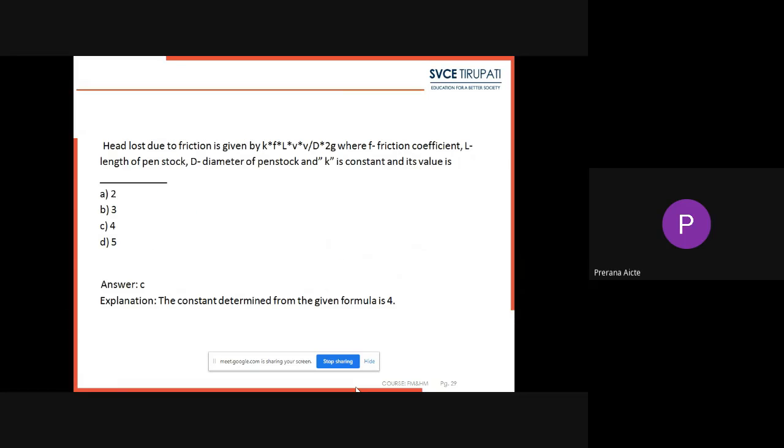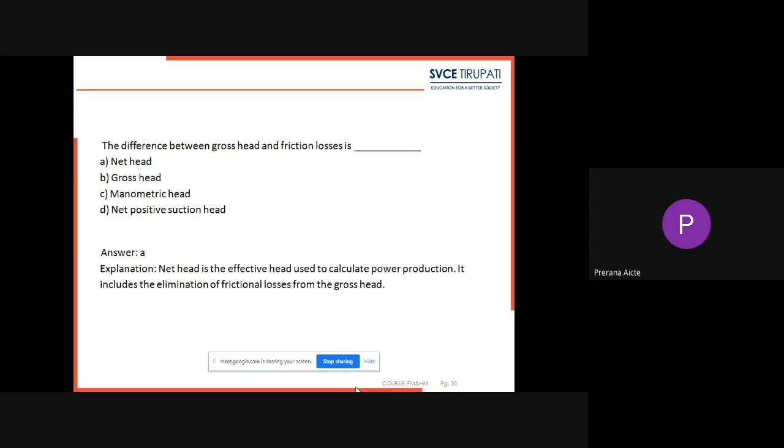Next question. Head loss due to friction is given by K into F into L into V square by D square, where F is the friction coefficient, L is the length of penstock, D is the diameter of penstock, and K is a constant whose value is 4. The constant determined from the given formula is 4. So that is 4FLV square by 2gD. The difference between gross head and friction loss is known as net head. So the net head is the effective head used to calculate the power production, and it includes the elimination of the friction losses from the gross head.